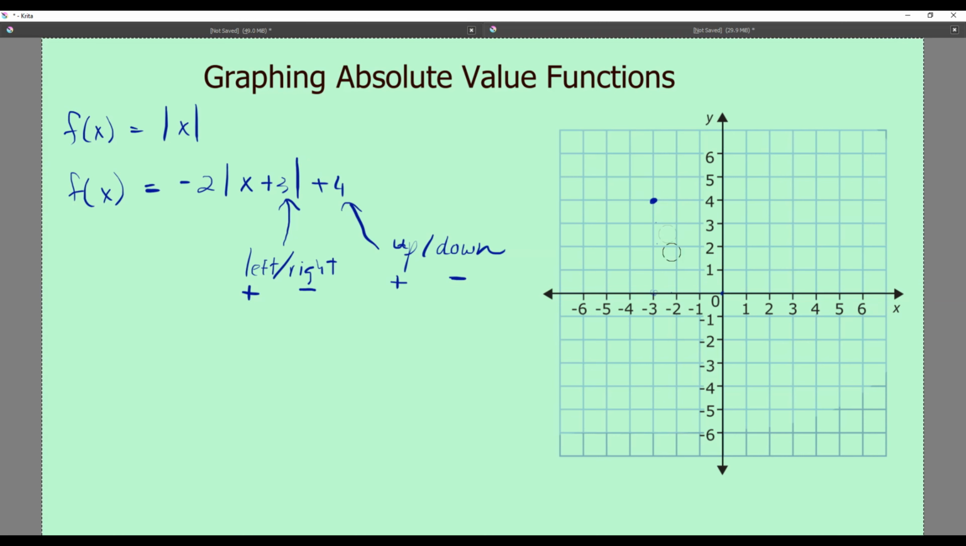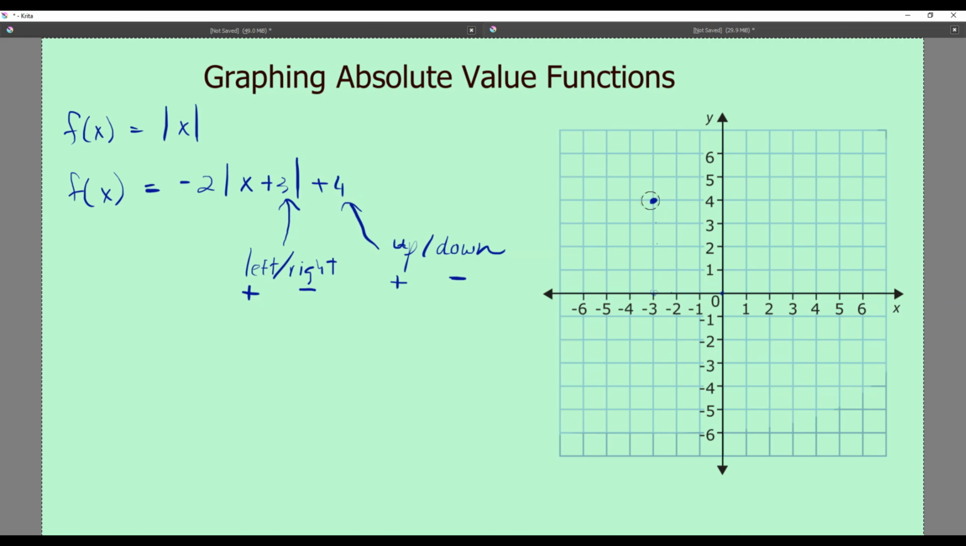Now this is the point of it. Okay, so start from the center. It goes left 3 because it's positive 3. It goes up 4 because it's positive 4. So left 3, up 4. Now that's the point. Now the number out here tells you.